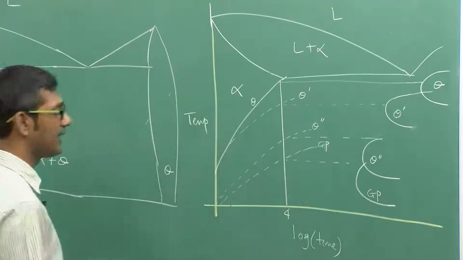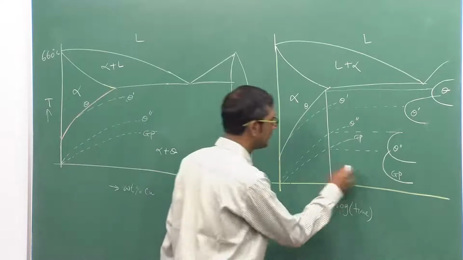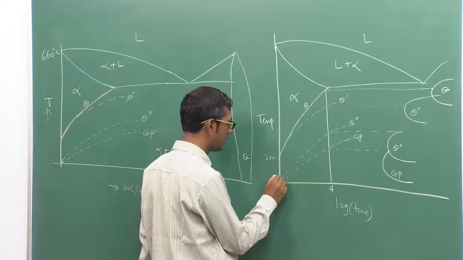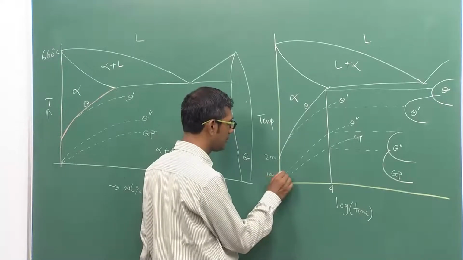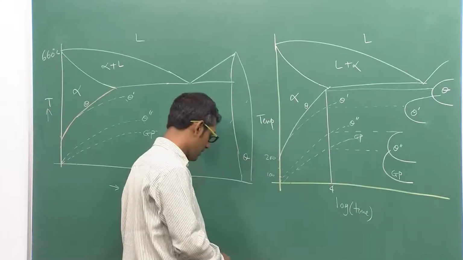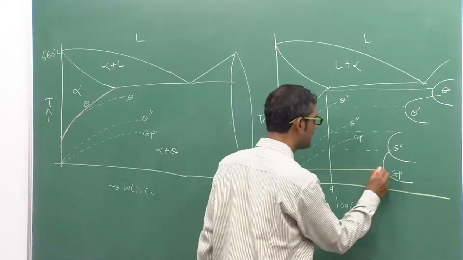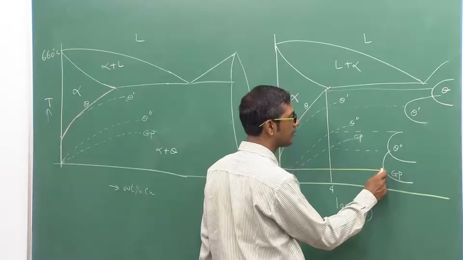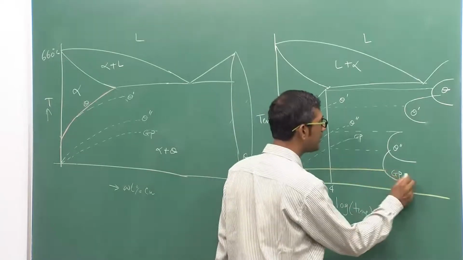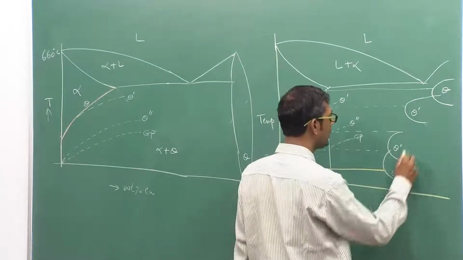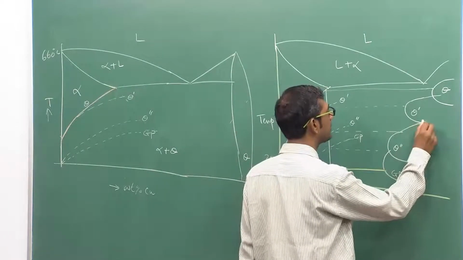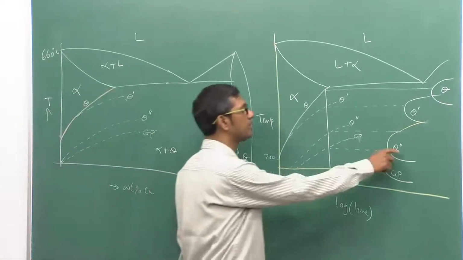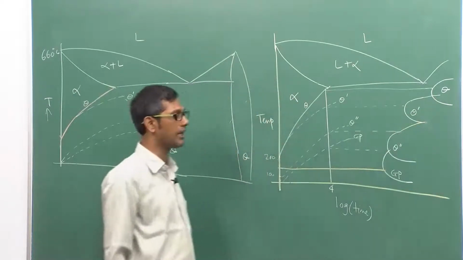As you clearly see here, if I heat the sample at about, say, this is 100, this is 150 degrees Celsius, the first phase which will form is the GP zone, because as I increase the time, it will hit the GP zone first. Then if you increase the time more, slowly these phases will start appearing. As you see here, these diagrams are connected, so slowly theta double prime, theta prime, and finally theta will appear for longer time duration.